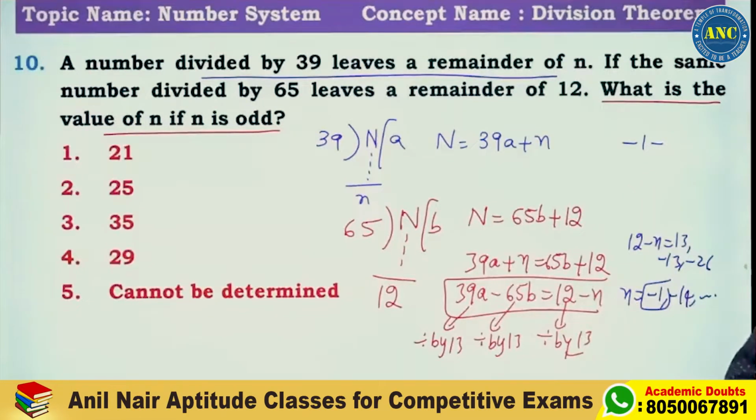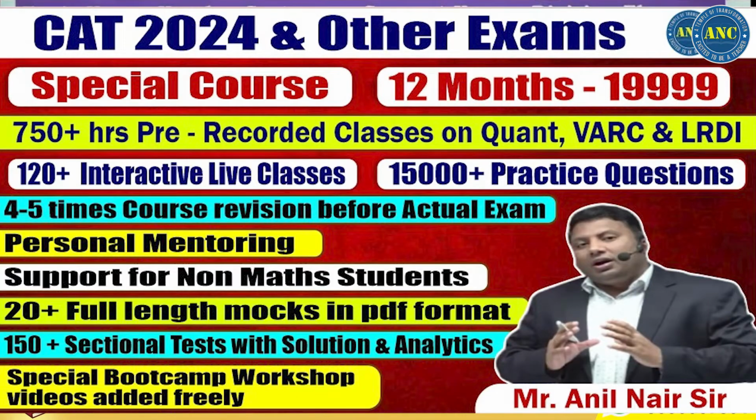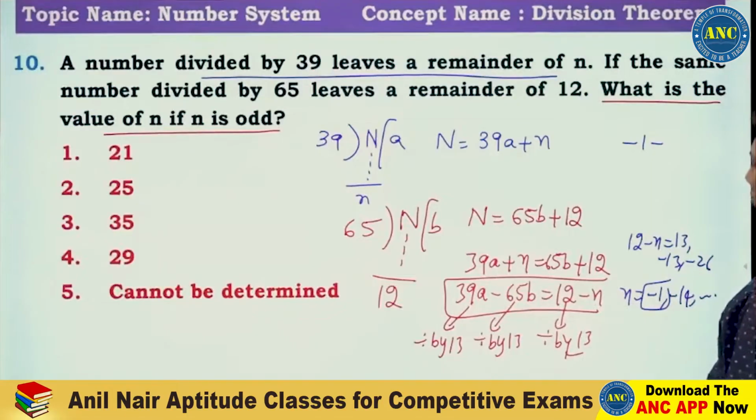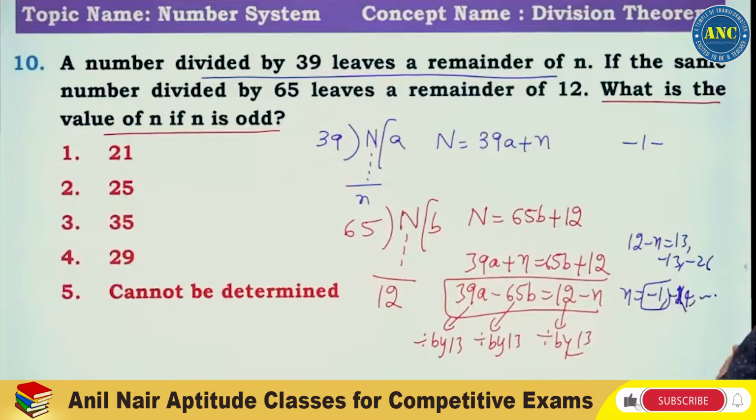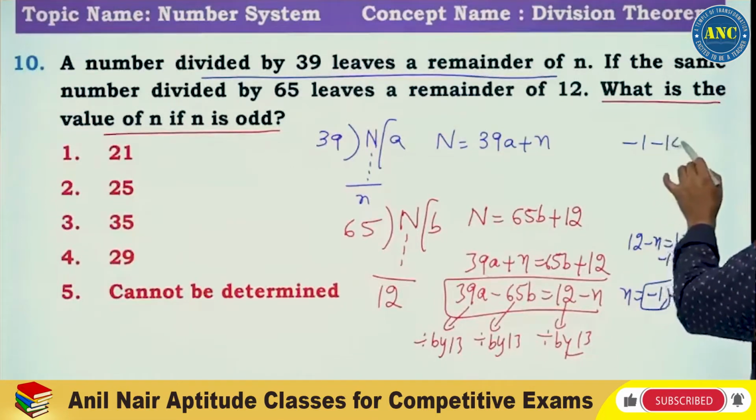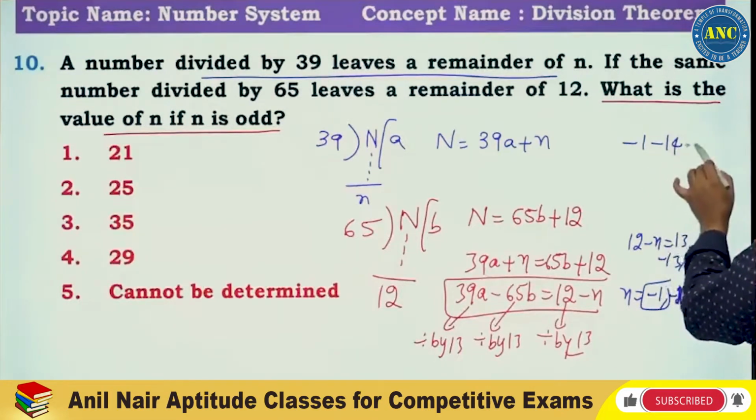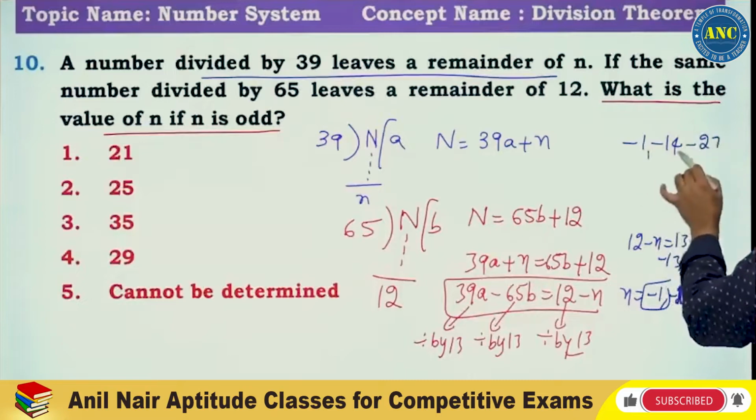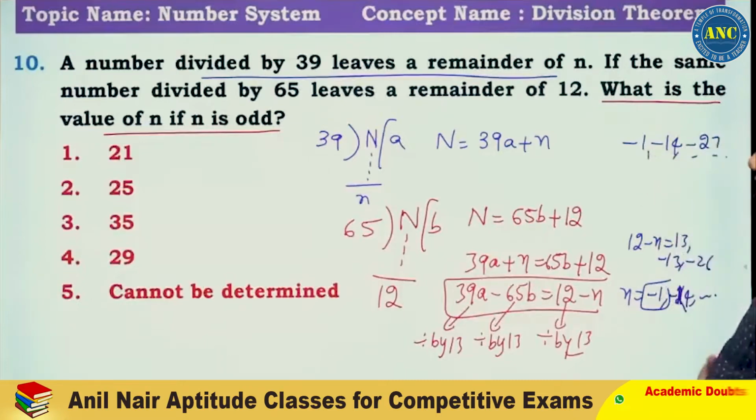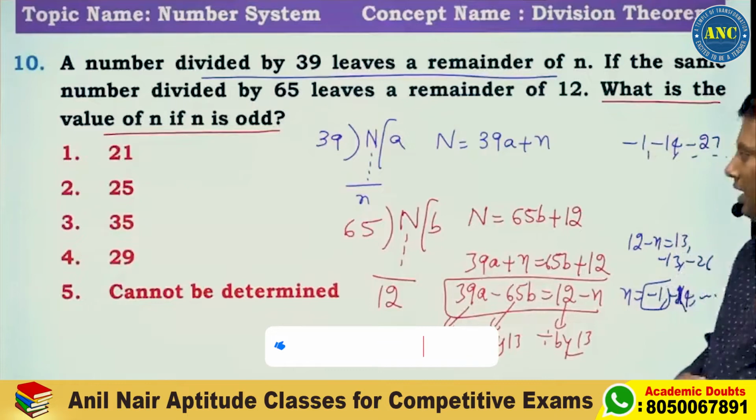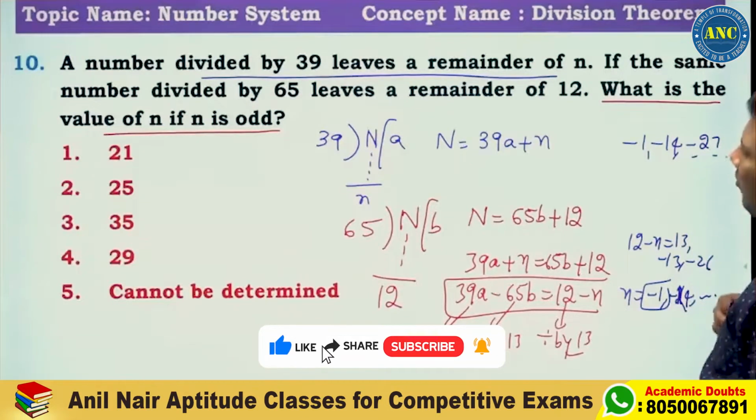N will be minus 1, which makes 12 minus n equal to 13, divisible by 13. Next is 26, so n is minus 14, as 12 minus of minus 14 is 26. So minus 1, minus 14, minus 27 and so on. N values will be like this. Now, what is the question?